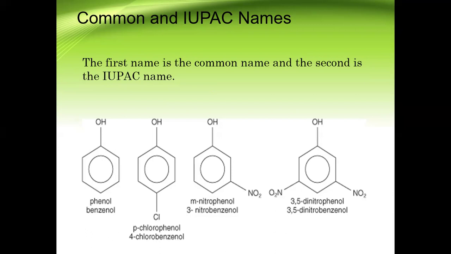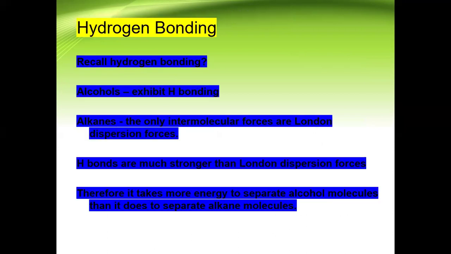So here are some examples. We have phenol, with the OH group on carbon 1. Now we have parachlorophenol, where the chloro group is on the fourth position and the OH on 1. Then we have metanitrophenol. Meta signifies the 1,3 position, so the nitro is on the third position, OH on the first position. And 3,5-dinitrophenol has 2 nitro groups on the 3rd and 5th positions. It's also called 3,5-dinitrobenzenol.